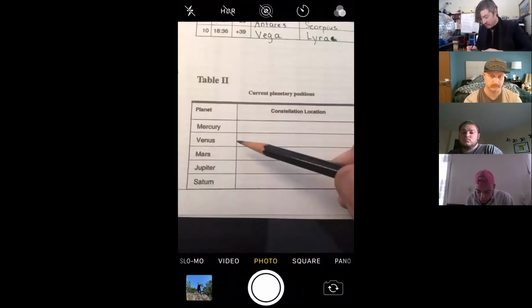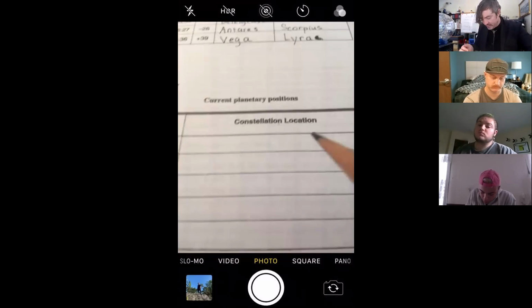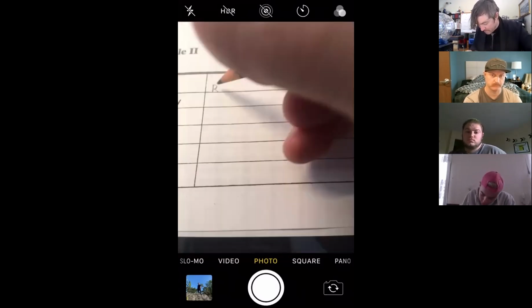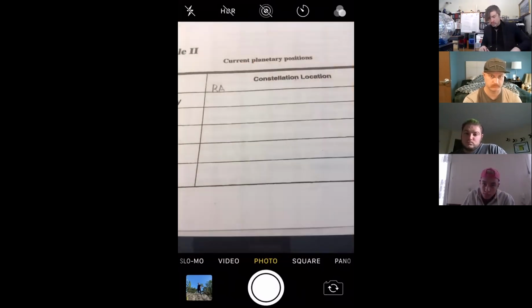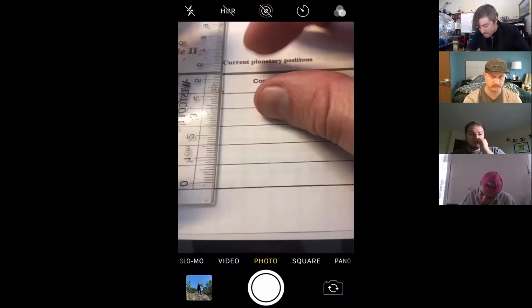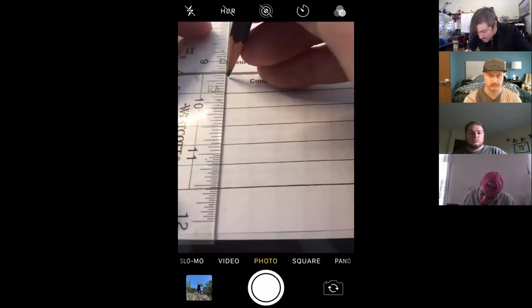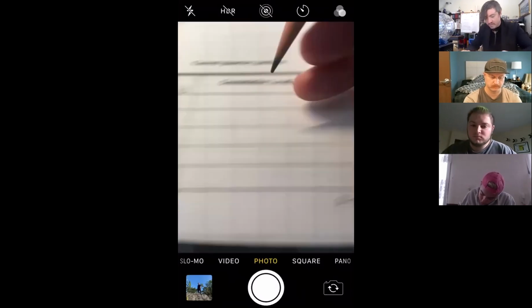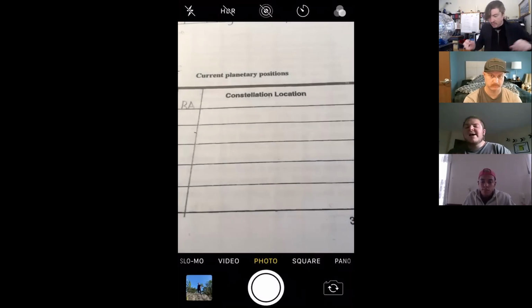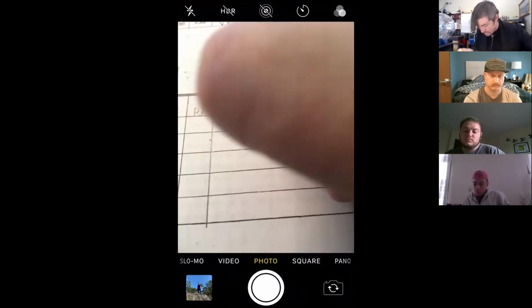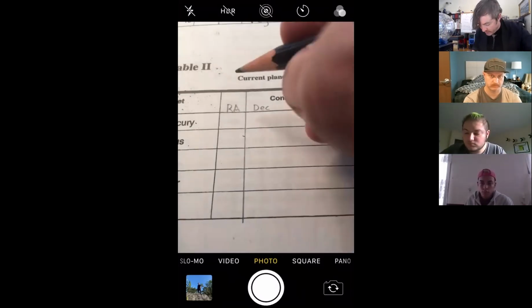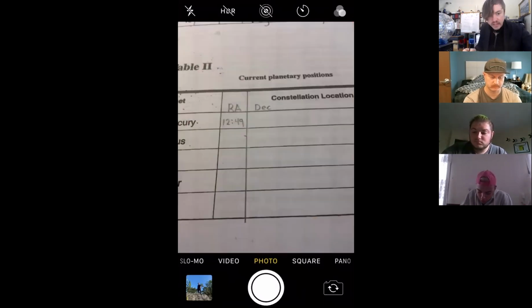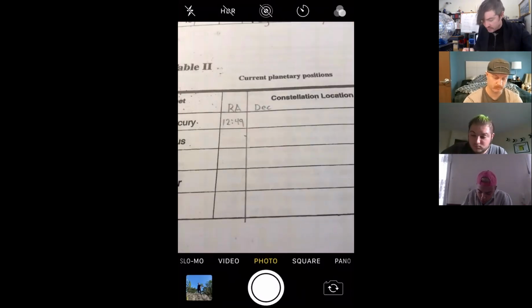So why don't you just copy along with me here the coordinates. We'll make a little mini table. We'll do the right ascension here, and, hold on, let me get my ruler, we'll do the declination there. I hope that's enough room. I didn't leave a lot of room there. All right, so the right ascension for Mercury is 1249. The declination is -6 degrees.